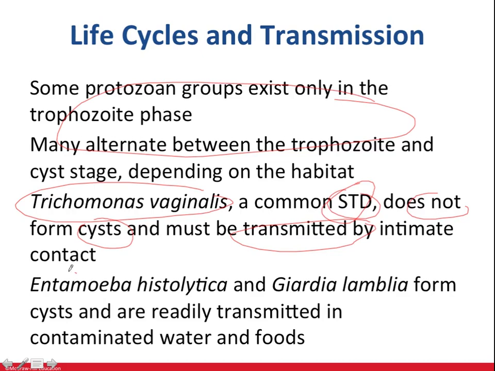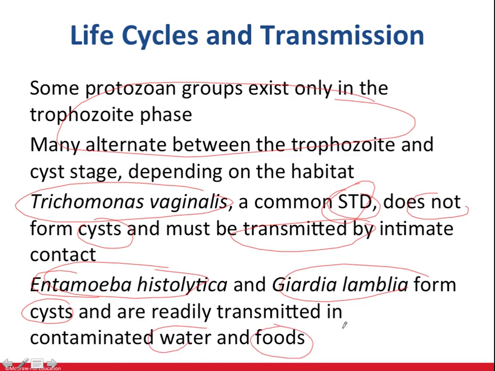So the Entamoeba histolytica and Giardia lamblia, these two protozoa have the cyst cycle. The cyst can exist in the water, the food, or in the soil, so they can be consumed by humans, and that's called the fecal-oral pathway. When people eat the cysts of these protozoa, they can cause diseases in the human intestine.